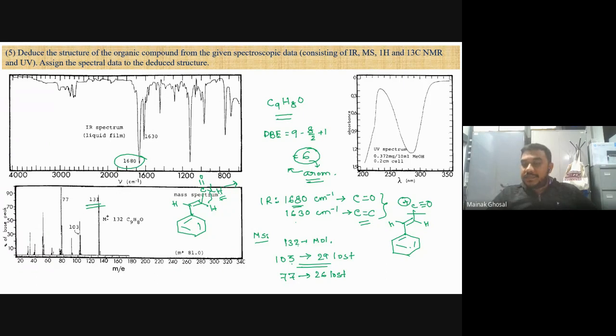Next step will be like that. Since CO is removed, there is a positive charge. So this bond will break to give a molecule of acetylene, which has a mass of 26. So what you are left with is C6H5 plus, which has a mass of 77. So you have got this one also. There is a high chance that this is the correct structure of the molecule.